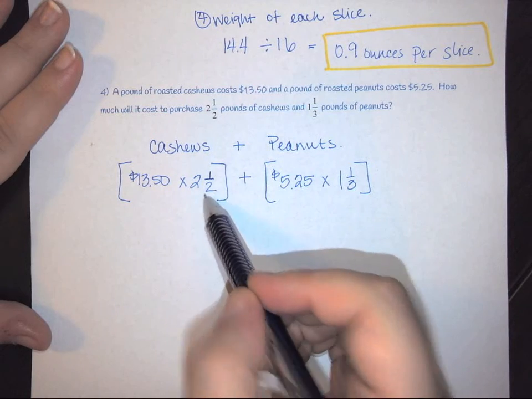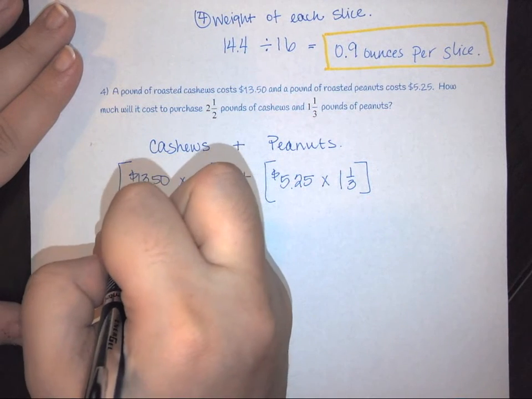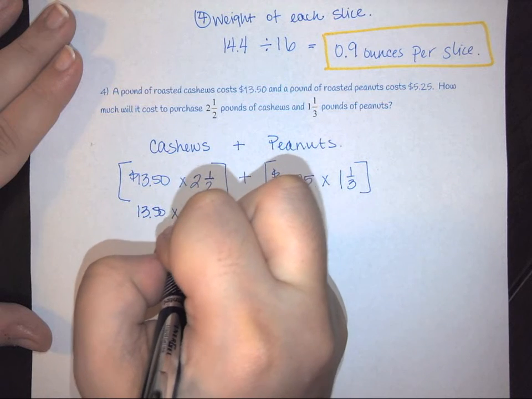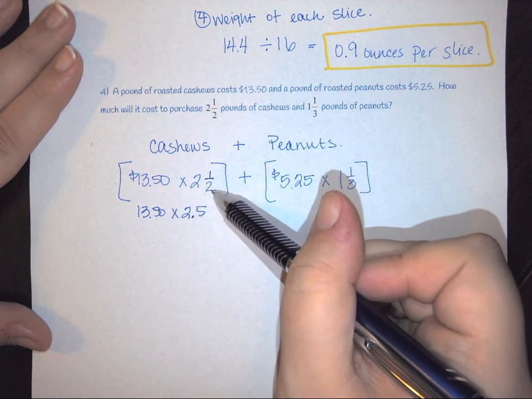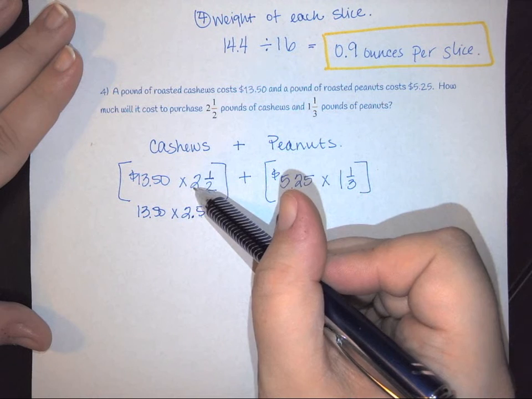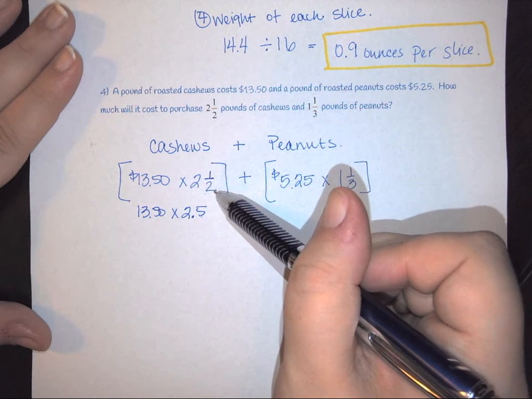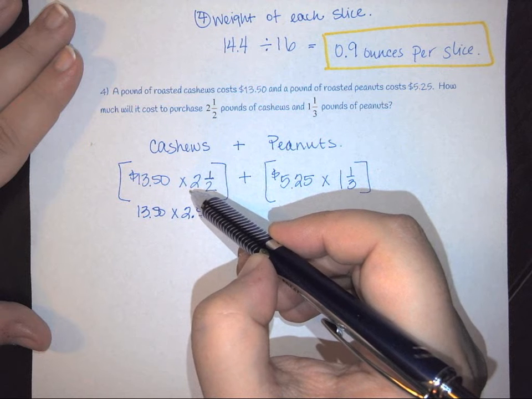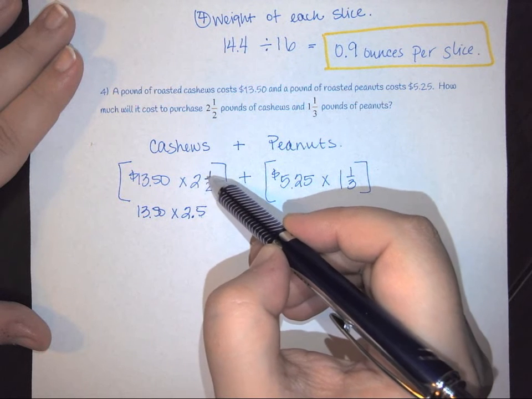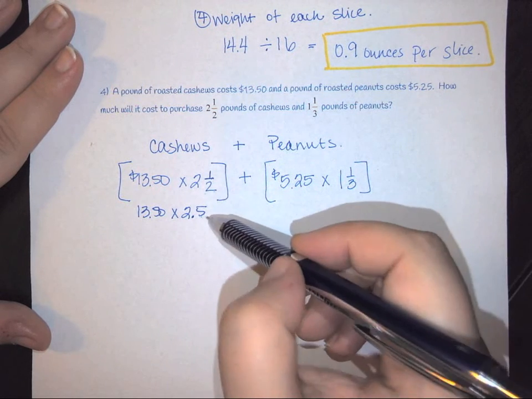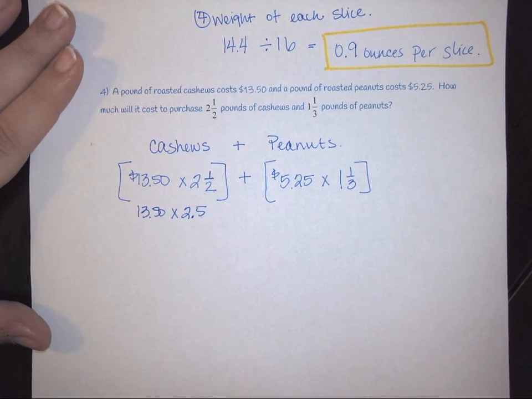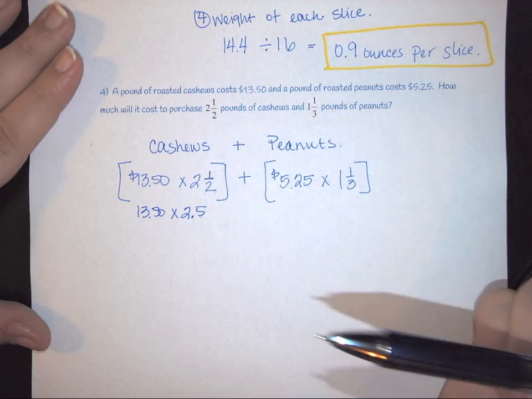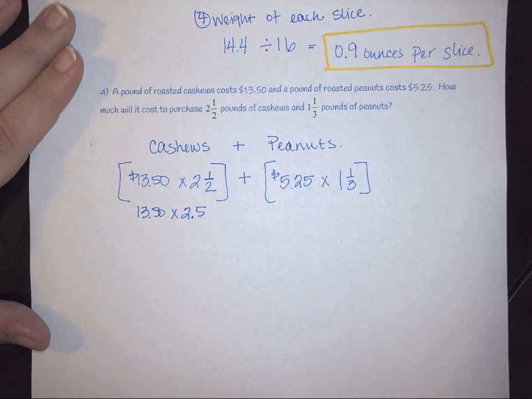So first and foremost, I have 2.5. So this is going to be $13.50 times 2.5. I get that by doing bottom times the big number plus the top, so 2 times 2 is 4 plus 1 is 5, and we know 5/2 is 2.5. The other way that you can look at it is 2 is my whole number and 1/2 is the same as 0.5. So then I'm actually going to do that.